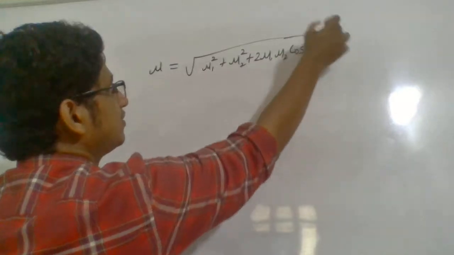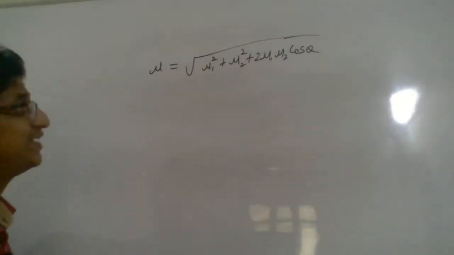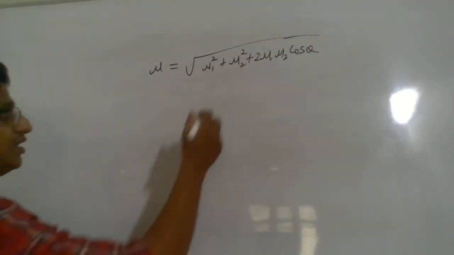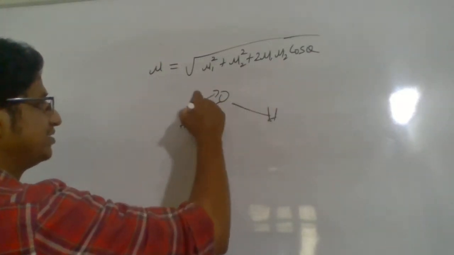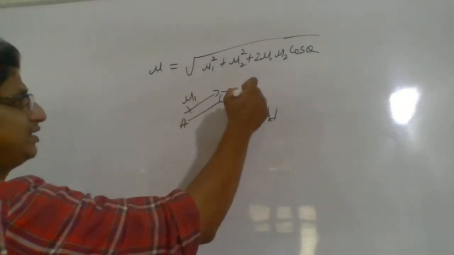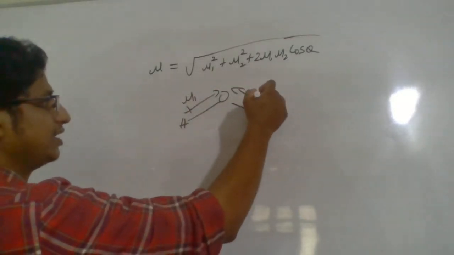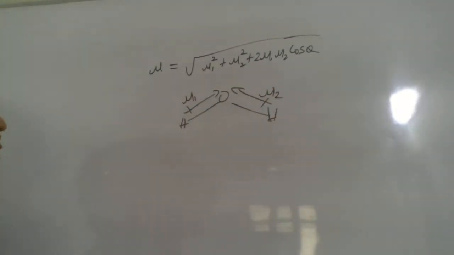This is the equation that you can use to find the resultant dipole moment. Now think of the H2O molecule. Here a dipole moment is acting in this direction, let it be mu1. Here a dipole moment is acting in this direction, let it be mu2. So what is the resultant dipole moment?